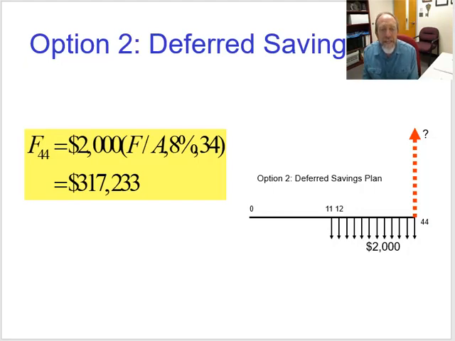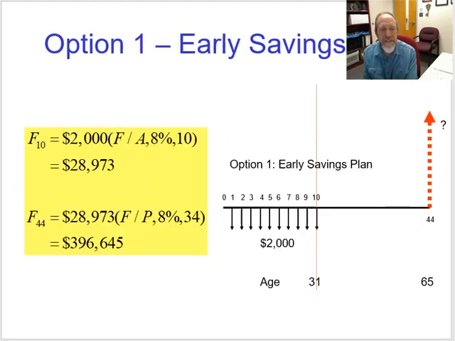Note, it has less money than the early savings plan. That should give you an idea of how time value of money is important to you. Okay, you had to put in money for, in this case, 34 years to get less money than you put in for 10 years here.